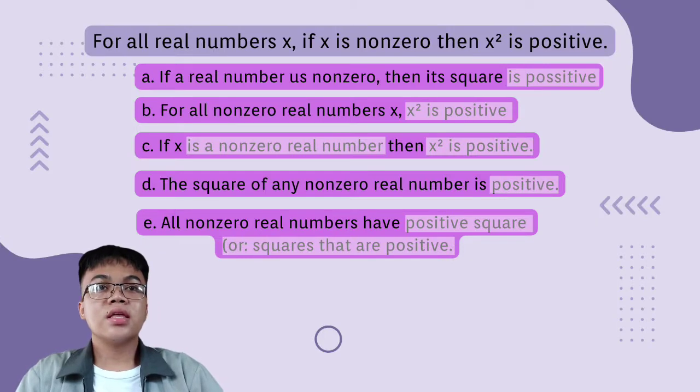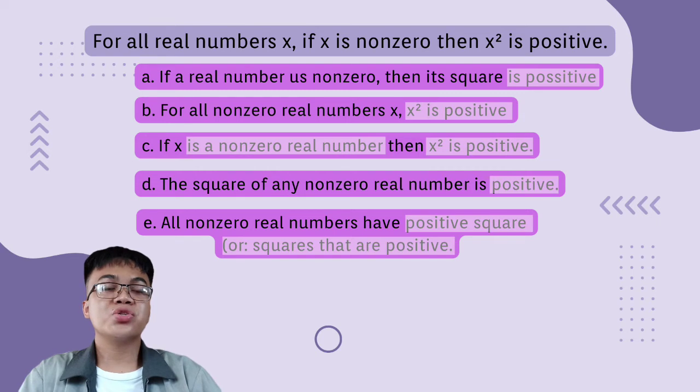Okay, so let's see the example of rewriting a universal conditional statement. We have here the example statement. For all real numbers x, if x is non-zero, then x squared is positive. Kung mapapansin nyo, nandito na naman ang word na for all and then. Ibig sabihin, ang ating for all is ang universal statement, while ang then is ang ating conditional statement.